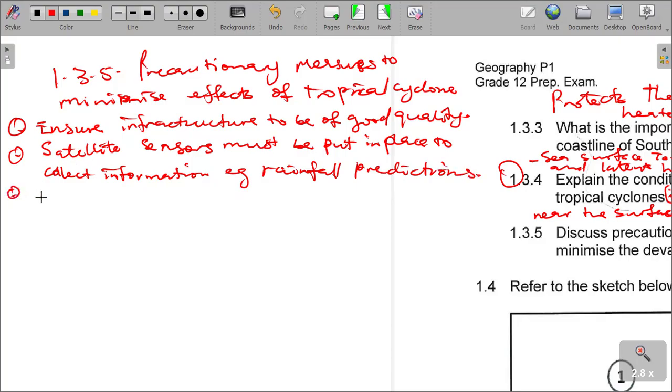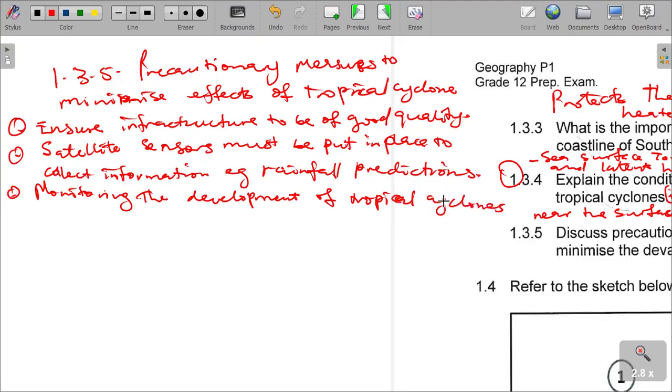We can also talk about monitoring the development of tropical cyclones. Monitoring the development of tropical cyclones can be done in order to reduce the damaging effects of them.